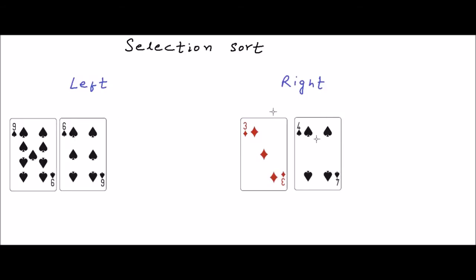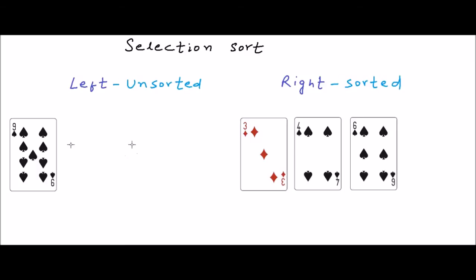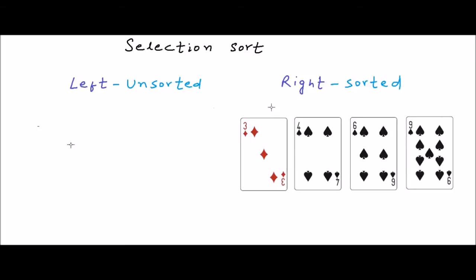next to previous cards in the right hand, and we can go on repeating this process. So at any stage during the process, the left hand will be an unsorted set of cards and the right hand at any stage will be a sorted set of cards. So after 3 and 4, 6 will go to the right hand and finally 9 will go. So in the end, the right hand will be a sorted arrangement of cards. Cards will be sorted in increasing order of rank.